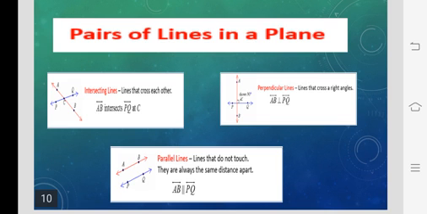Parallel lines, lines that do not touch, they are always at the same distance apart. Here you can see line AB and line PQ will never meet, however far you extend them. This double bar is the sign of parallel.